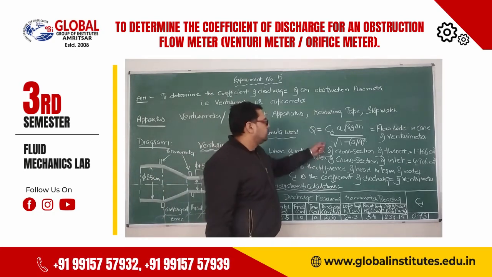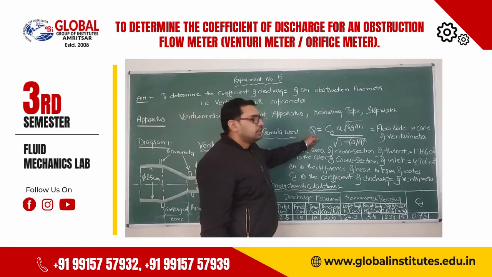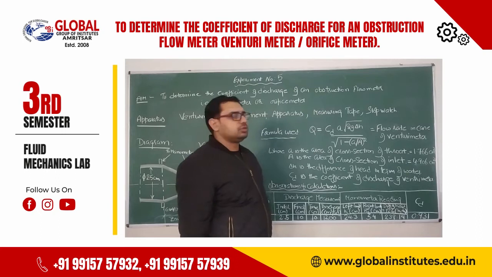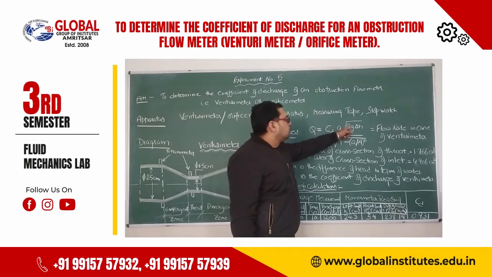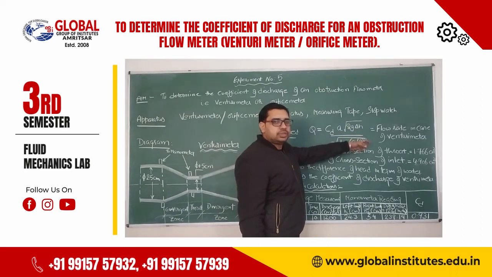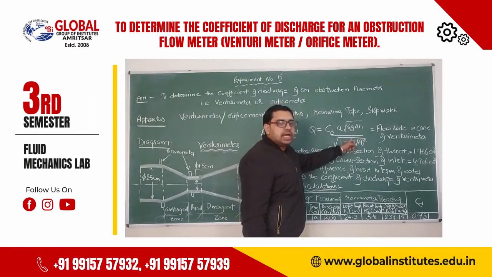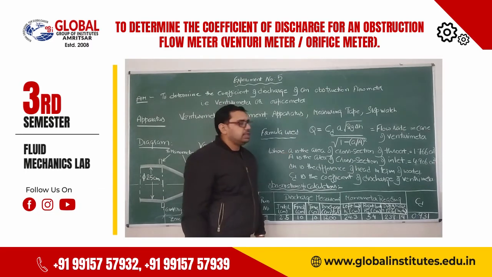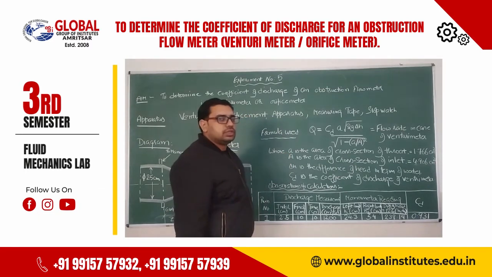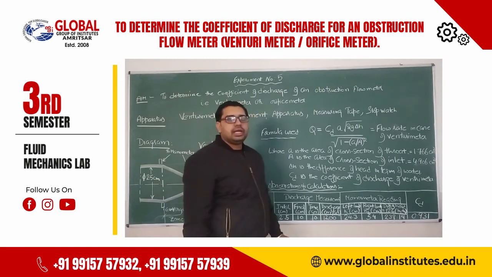Now the main part is to calculate the coefficient of discharge for the venturi meter. For this you will use the formula for the flow rate of a venturi meter, which you have seen in the theory class: Q equals CD times small a times the square root of 2g delta H, divided by the square root of 1 minus (small a upon capital A) raised to the power 2. Here small a is the area of cross section of the throat, and capital A is the area of cross section of the inlet pipe.